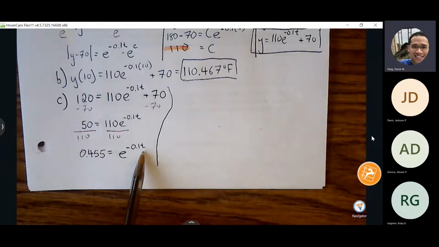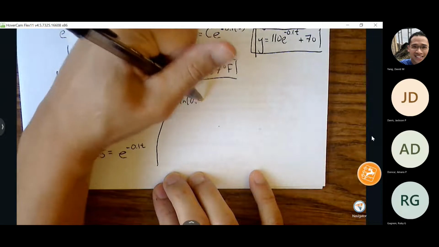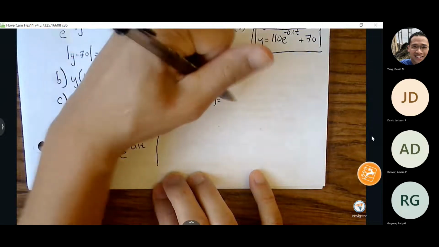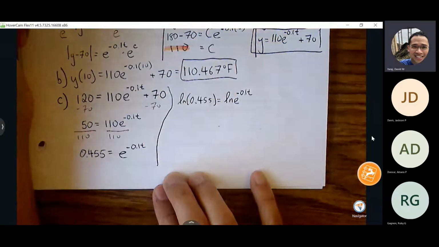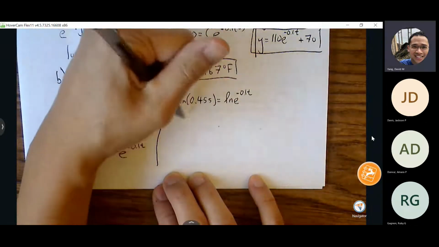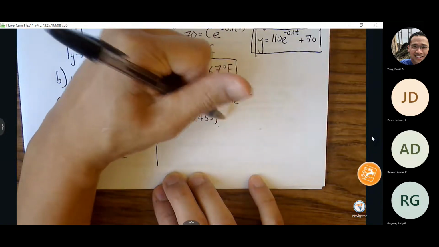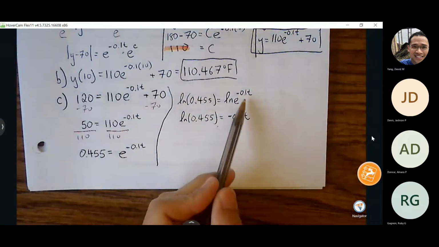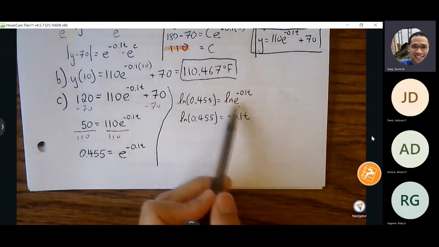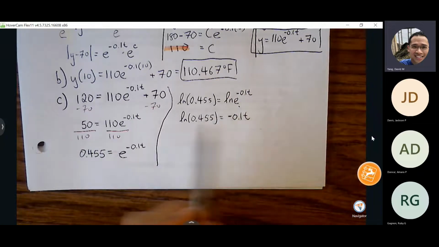All right, I want to solve for t. What I can do is take the natural log of both sides. Bring that exponent down. Once that exponent comes down, the natural log of e goes away, because natural log of e is just 1. And then finally, we'll just divide both sides by negative 0.1.